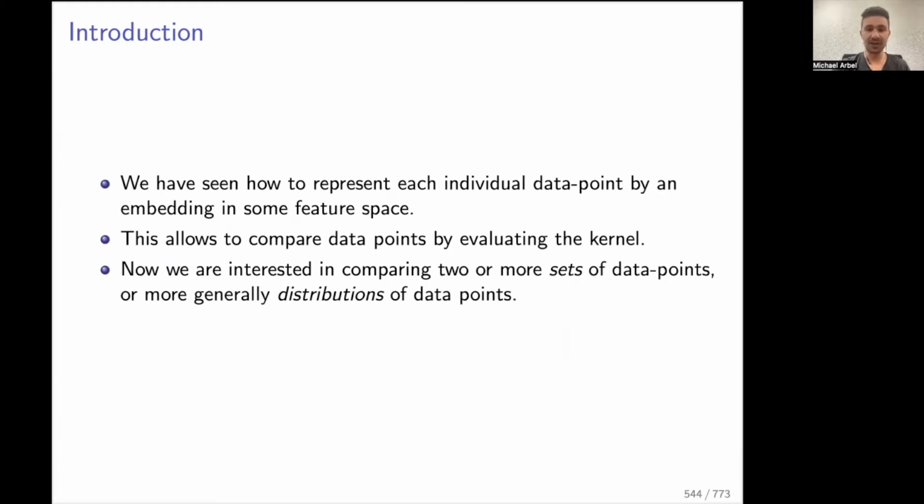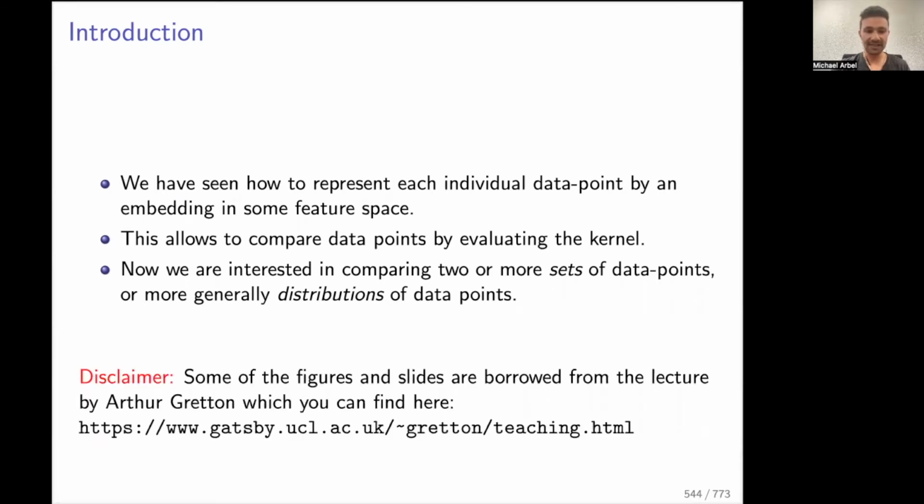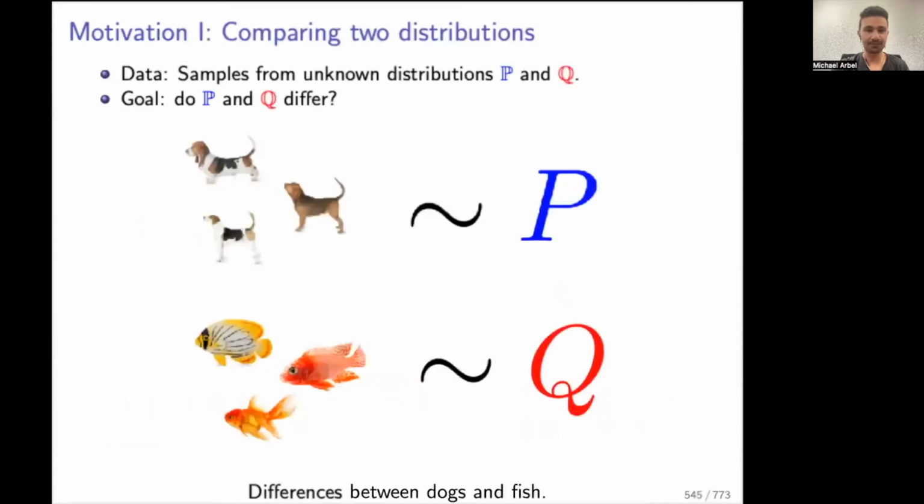But now we are interested in comparing two or more sets of data points, and more generally, distributions of points. And we'd like to be able to tell whether, as distributions, these sets of points are more or less similar to each other. And we'll do this using kernel methods. As a disclaimer, some of the figures and slides are borrowed from the lecture by Arthur Gretton, which you can find in the link below.